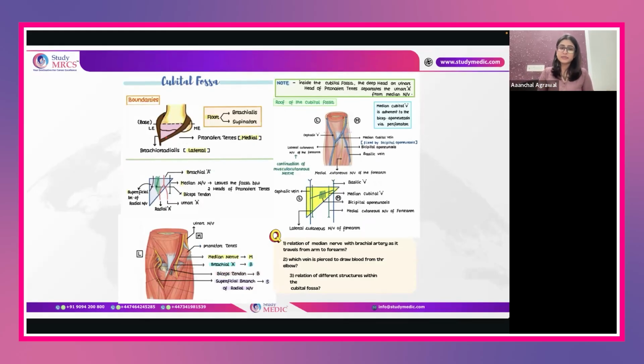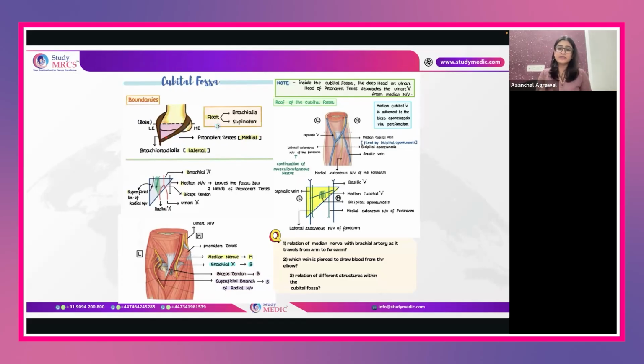Okay, so what is the boundary? The lateral boundary is formed by what? Brachioradialis muscle. The medial boundary is by the pronator teres, medial head. And then the base, or the upper boundary, is formed by an imaginary line connecting the lateral epicondyle to the medial epicondyle. So all three boundaries are done: lateral, medial, and the base.